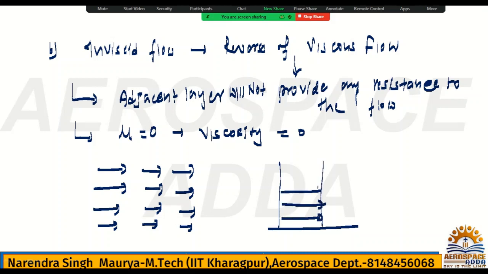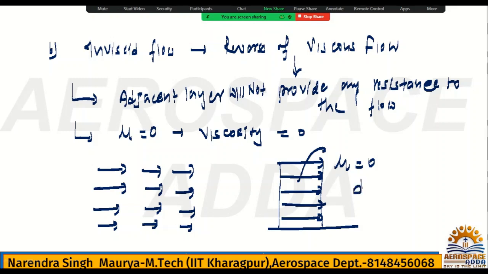See, that velocity will not be changing. It will be the inviscid flow. Inviscid flow means mu is zero. So check, everywhere velocity is what? Constant. If velocity is constant, then what is the meaning of it?